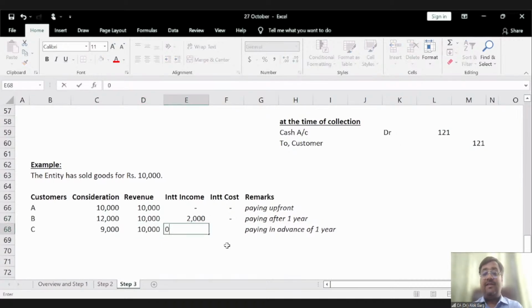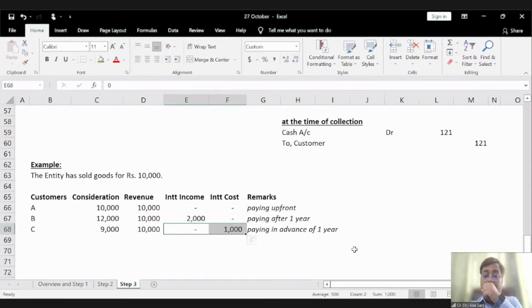Now, what will be the interest income? There is no interest income. The entity has to recognize an interest cost of how much money? Interest cost of 1,000 rupees. The entity has to recognize an interest cost in this case. Is it clear, guys? Is it clear, friends? I hope it is clear to all of you.